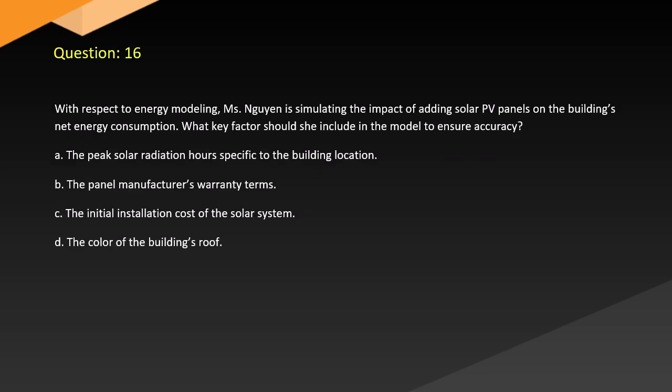Question 16. With respect to energy modeling, she is simulating the impact of adding solar PV panels on the building's net energy consumption. What key factors should she include in the model to ensure accuracy? A. The peak solar radiation hours specific to the building location. B. The panel manufacturer's warranty terms. C. The initial installation cost of the solar system. D. The color of the building's roof.